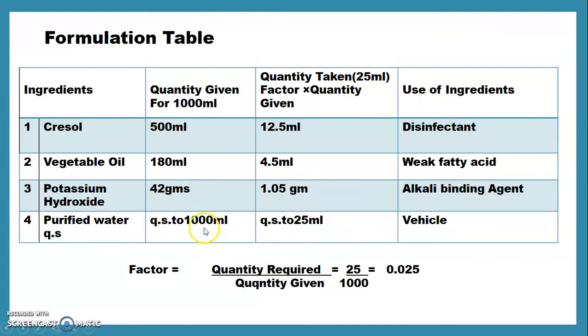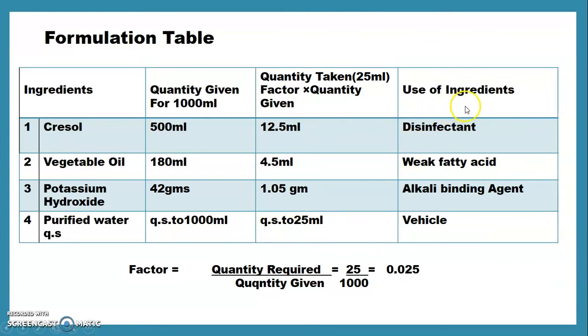Here it is mentioned quantity sufficient to 1000 ml. Quantity sufficient means all the solution. That means our preparation contains 12.5 ml Cresol, 4.5 ml vegetable oil, 1.05 gram of hydroxide, so all is about 16 ml of these ingredients, and we have to only add the purified water to make up the volume up to 25 ml, not add 25 ml of water. That's why we mention this QS to 25 ml.